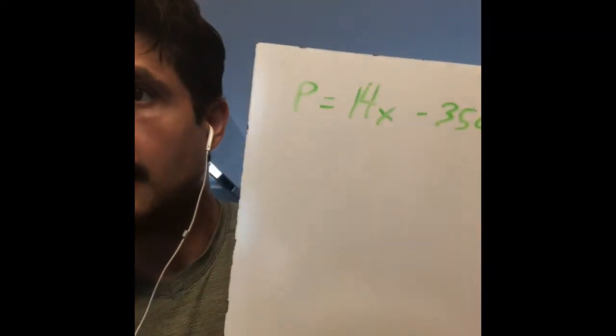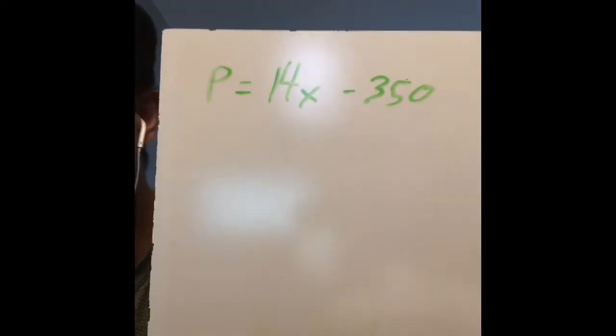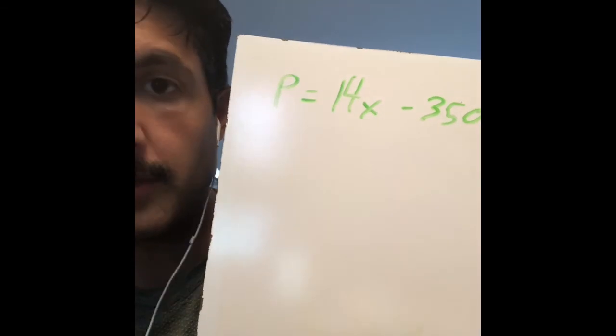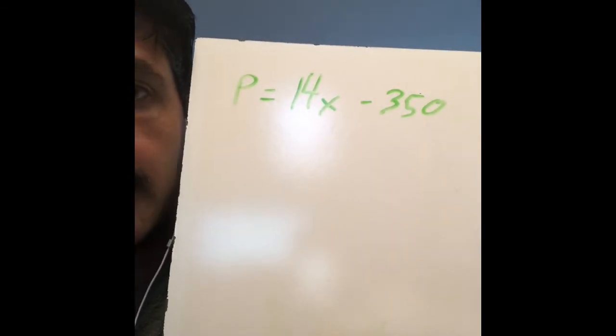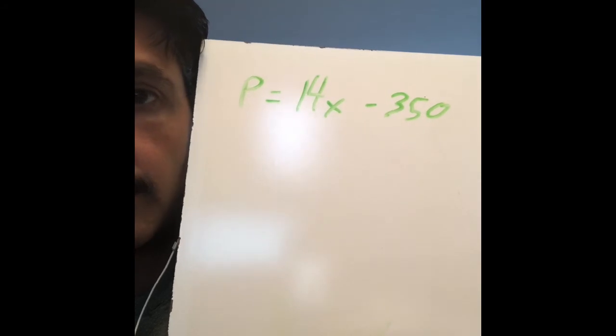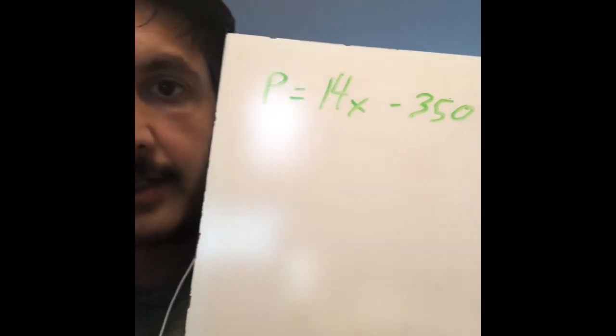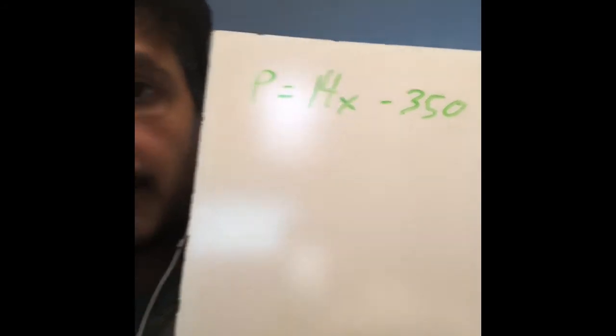Now, the question is, Andreas is selling toques to help raise money for a homeless shelter in his community. The profit earned on the sale of the toques can be modeled by the equation P equals 14x minus 350, where x represents the number of toques sold. So profit is equal to 14x minus 350, where x is the number of toques, P is the profit, and it starts at a y-intercept of -350.